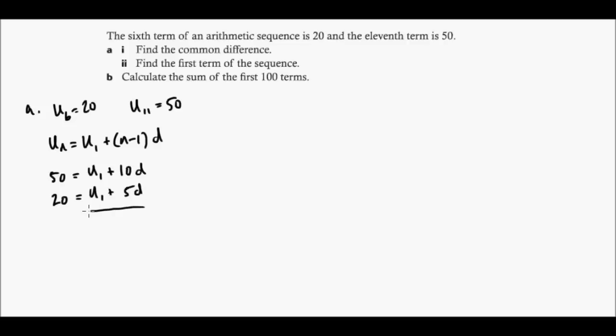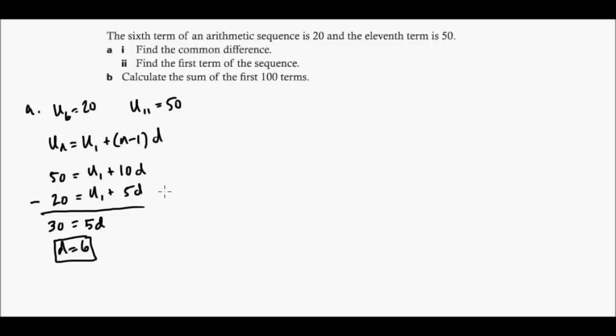Okay? Now, the beauty of this is a simultaneous equations or a system of equations, so you just have to subtract. Okay, so 50 minus 20 is 30. Now, when you subtract this one minus this one, first term minus first term, it goes away, so that's beautiful. It cancels out one of the variables, so we get 5d here. So again, we'll just divide by 5. We get d equals 6. Okay, so we're halfway done. We found the common difference.